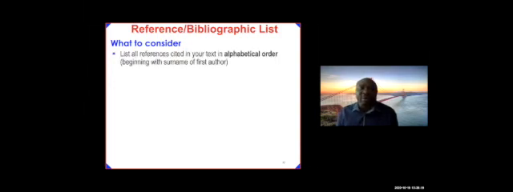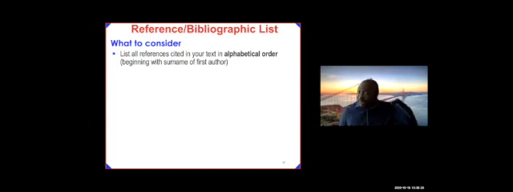Now, whether it's a reference list or a bibliographic list, there are things you need to consider. This is important. You have to list all the references that are cited in your text in alphabetic order. There are instances where we've seen students numbering references. That is not the tradition of academic writing. You don't number references 1, 2, 3, 4, 5, 6, 7, 8. You only do that if you are doing the referencing by number, as I indicated earlier.